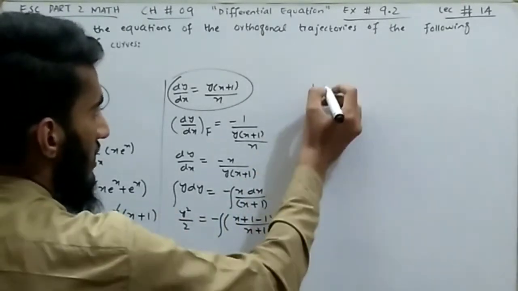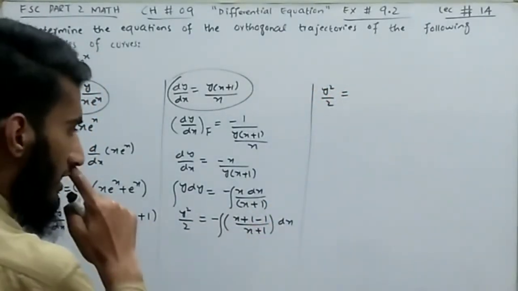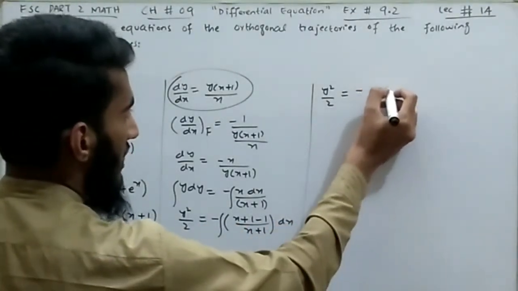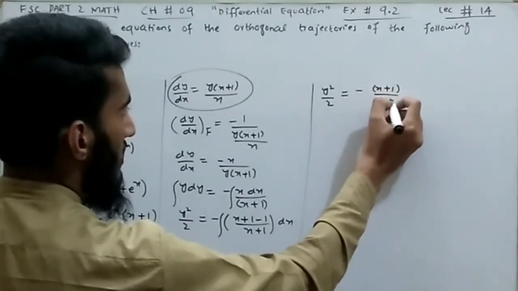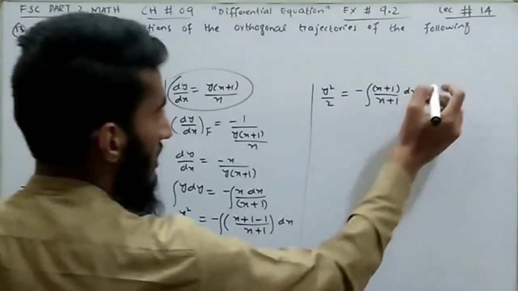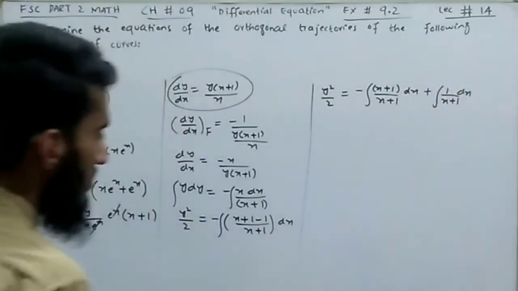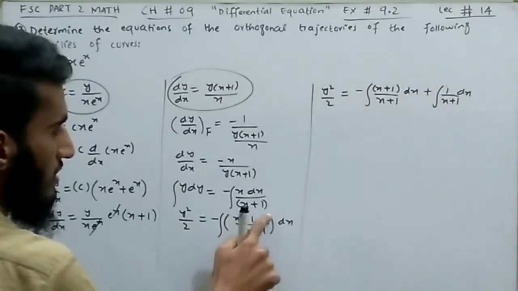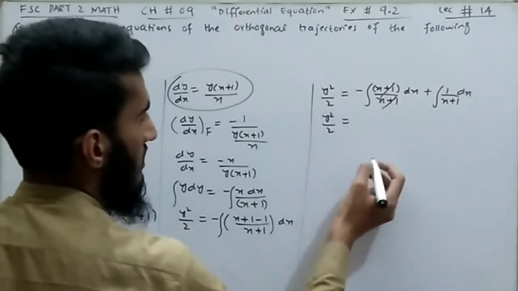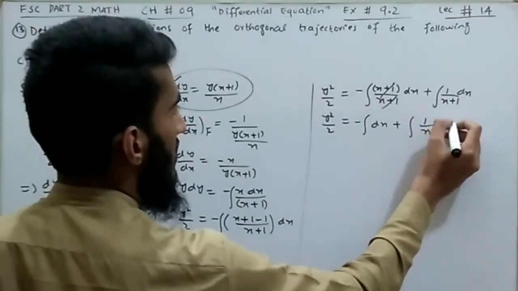So y square by 2 is equal to, I can write it in this form: minus the integral of x plus 1 over x plus 1 minus 1 over x plus 1, and minus into minus plus the integral of 1 over x plus 1. So minus x plus 1 over x plus 1 and minus into minus plus 1 over x plus 1. So y square by 2 equals, x plus 1 cancels, so it becomes minus the integral of dx plus the integral of 1 over x plus 1 dx.